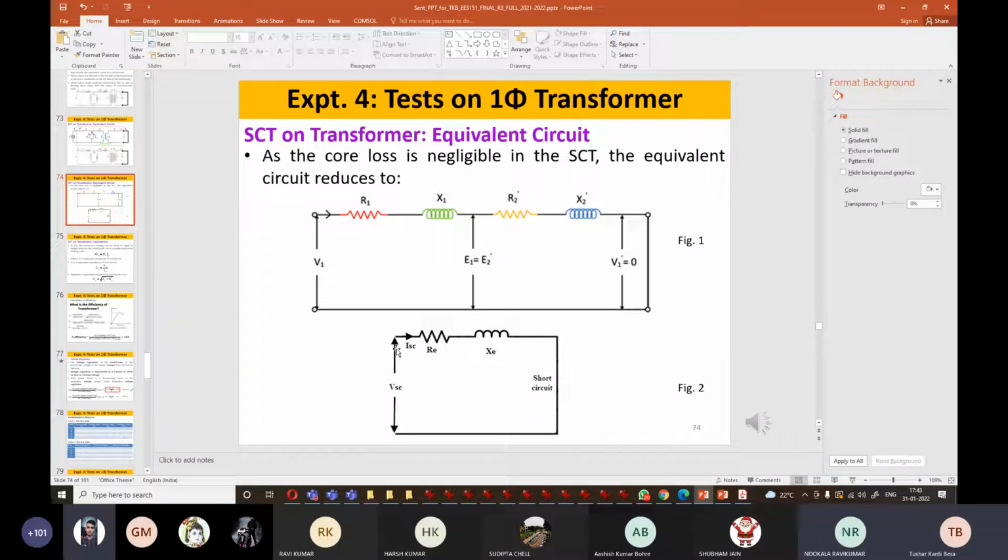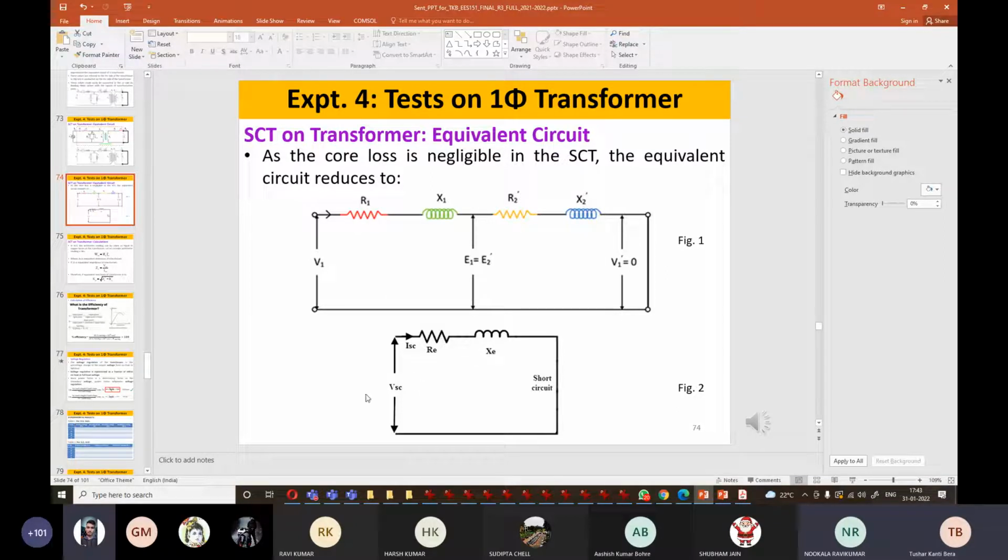ISC means current entering the circuit of the transformer during short circuit test. And these are the other two parameters, that is RE or XE. In the video or in the manual it is shown as RSC or XSC, all are the same. So you have to think about the equivalent resistance and equivalent reactance.